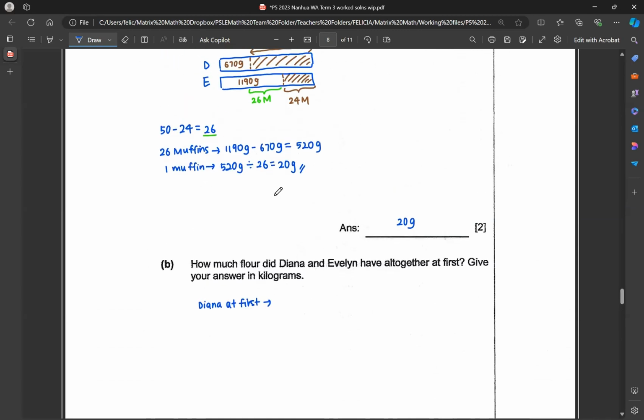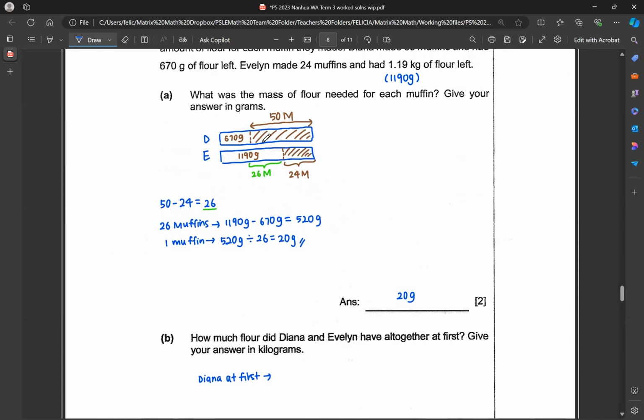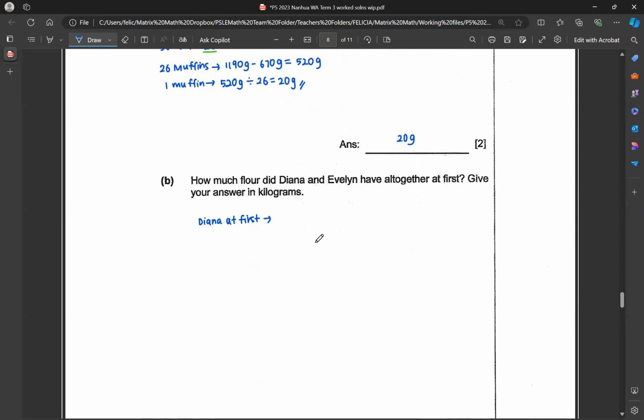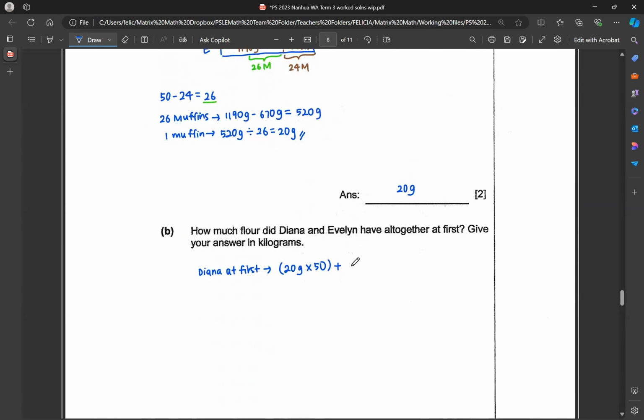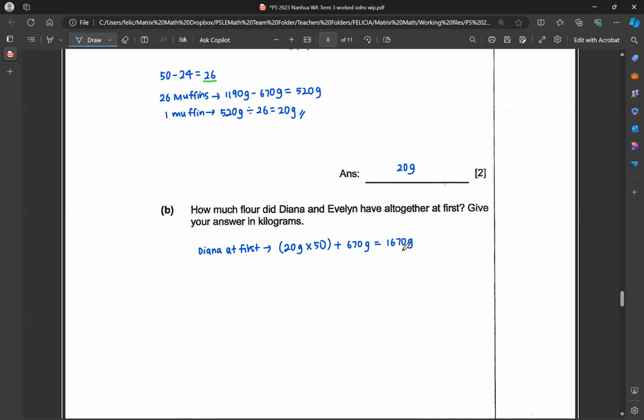So if I choose Diana to work with, means I have to look at the 50 muffins. What is the mass for the 50 muffins? Which is you can use your 20 grams times the 50. But not only this, we actually have to add the unshaded part, the leftover part that she has left, the 670 grams. So this works out to be 1,670 grams that she has at first, which also means Evelyn at first also the same. Okay, Evelyn at first is also 1670 grams.